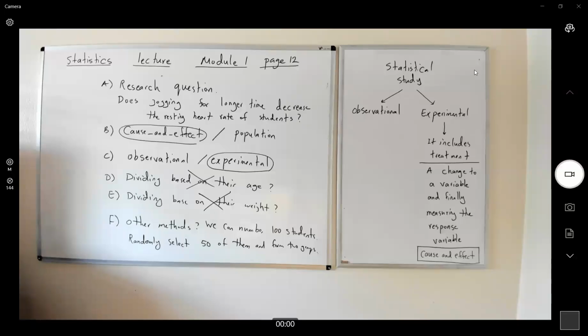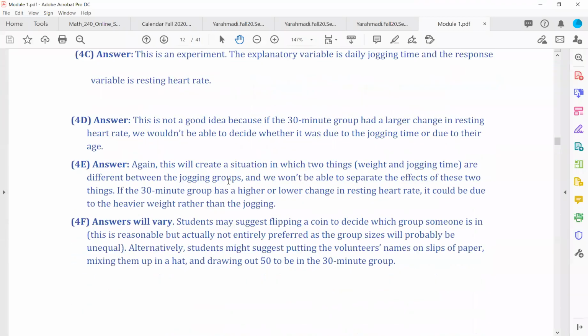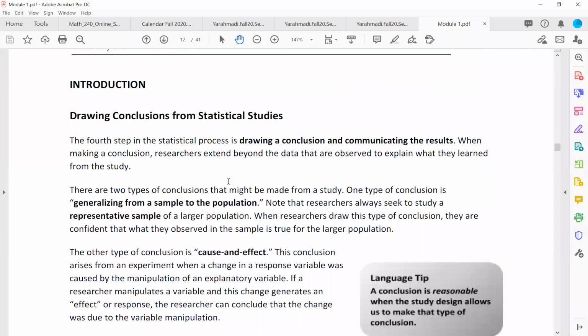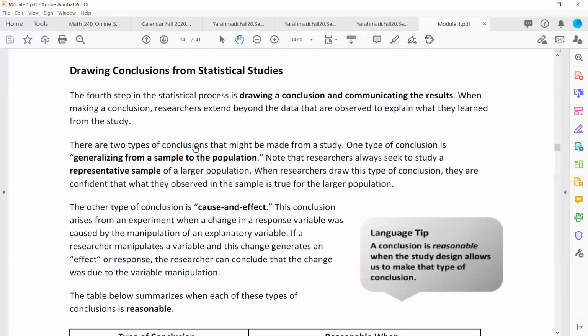Let us get back to our note. We are on page 14. Drawing conclusions from statistical studies. The fourth step in the statistical process is drawing a conclusion and communicating the results. When making a conclusion, researchers extend beyond the data that are observed to explain what they learned from the study. There are 2 types of conclusions that might be made from a study.